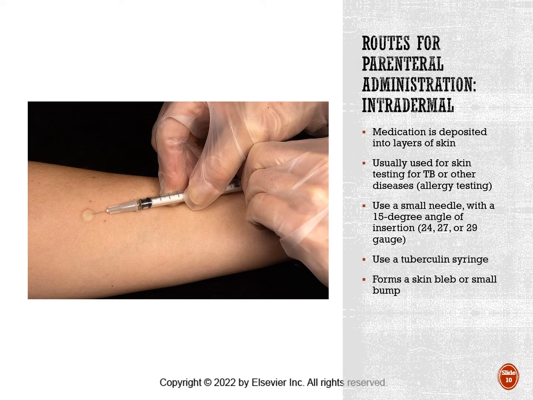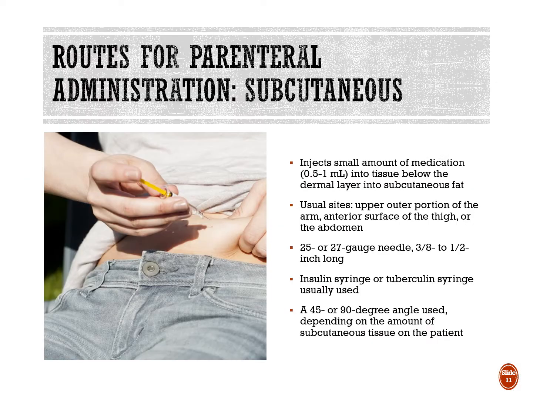The intradermal, subcutaneous, intramuscular, and intravenous routes are all used for parenteral medication administration. The intradermal route is used extensively for skin testing, such as tuberculin testing, generally on the inner surface of the forearm. The tuberculin syringe is used for this. Generally, a fine needle, such as a 29 gauge, is used at a 5 to 15 degree angle of insertion. This will create a pool of medication under the thin layer of skin, forming a bleb, which is a bump, a visible elevation in the epidermis.